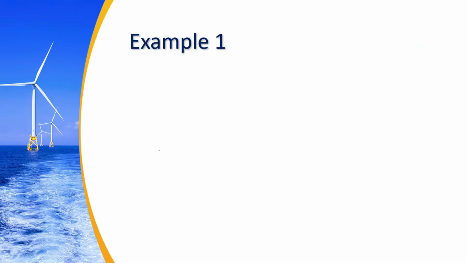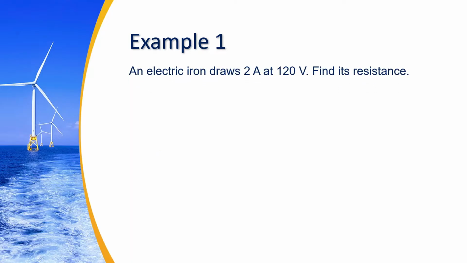So next, dako tayo sa ating example. An electric iron draws 2 amp at 120 volts. Find its resistance. Okay? So sa example, meron tayong current at meron tayong voltage. So ano nga ba yung formula ng resistance? Makukuha natin yan sa formula ng Ohm's Law.